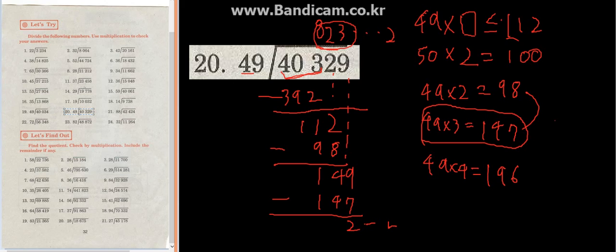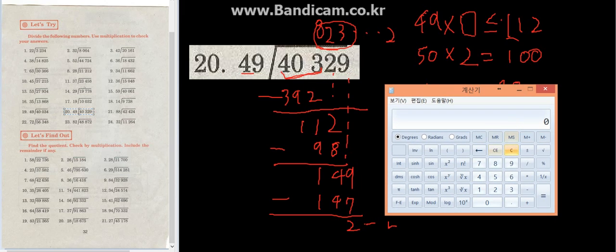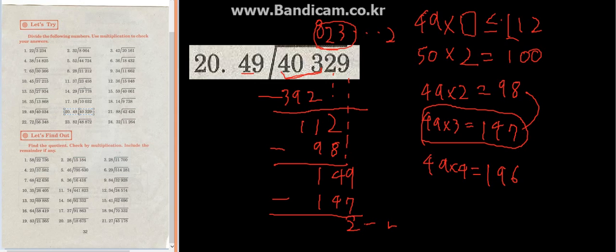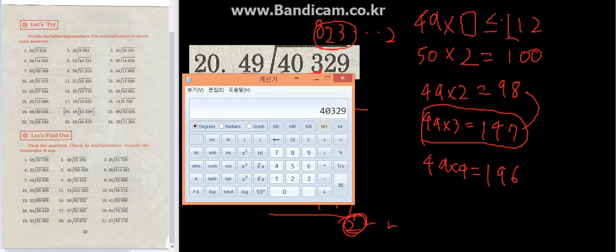So let's check it based on this equation. Let's see, where's the calculator? Now the quotient is 823 multiplied by 49. That will be equal to 40,327. And if we add the remainder 2, the answer would be 40,329, which is the dividend.